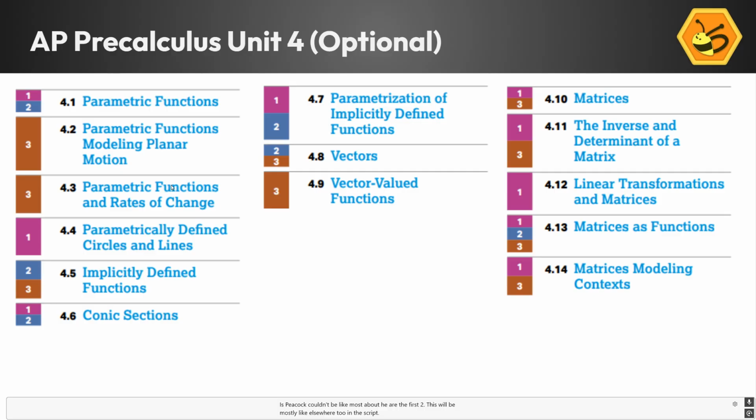And unit 4 is the optional unit. Your teacher might or might not cover this. We won't be lecturing on this. So it starts with parametric functions, it goes to conic sections, does a little bit of vectors, and does matrices.